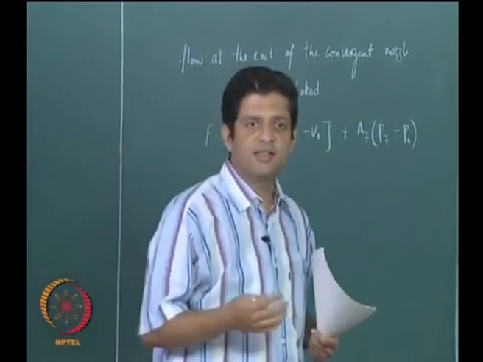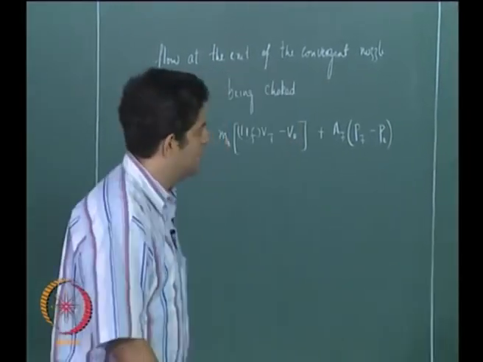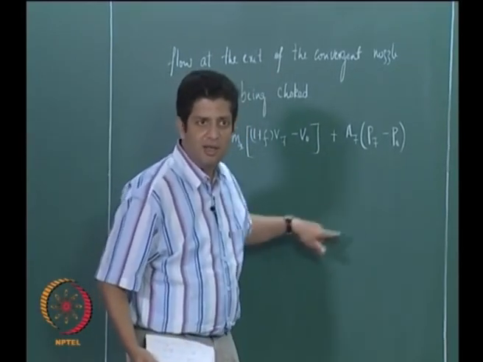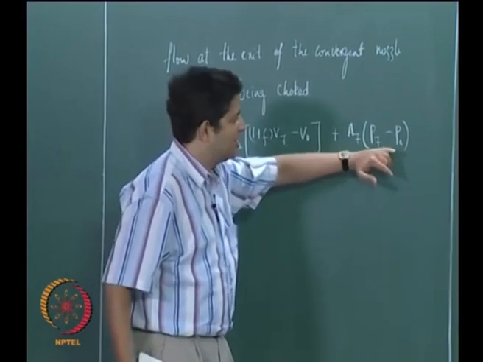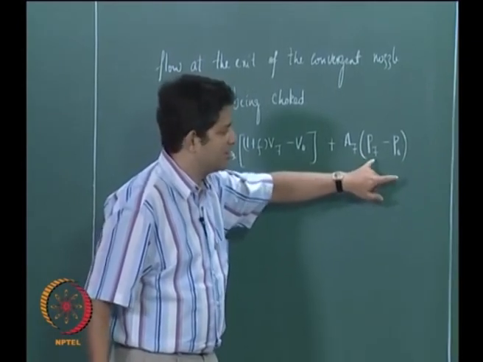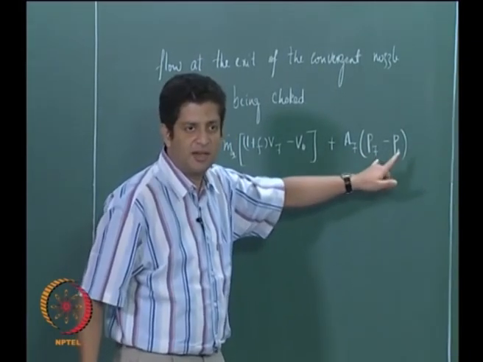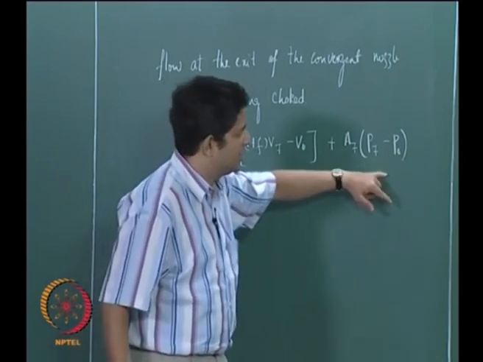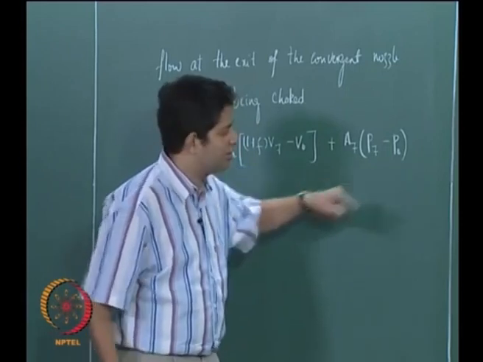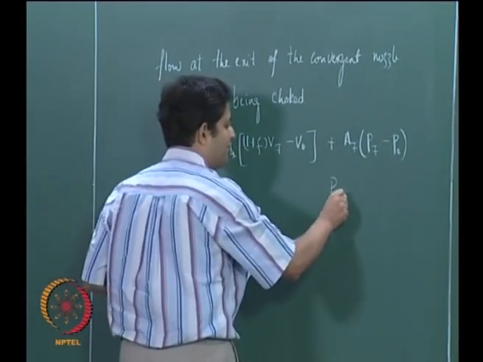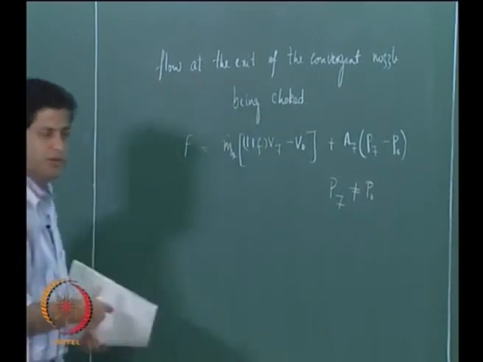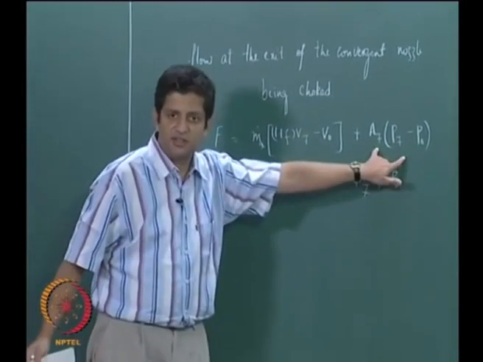If the flow at the exit of the nozzle is choked, then what it means is this part is not going to 0. In all the previous expressions that we had derived, we had assumed that at the exit of the nozzle, the exit pressure is equal to the ambient pressure. That is the condition for optimally expanded flow. Now we are saying that the flow is only choked and P7 need not be equal to P naught. So, here P7 is not equal to P naught. So, therefore, it will produce a pressure thrust also.